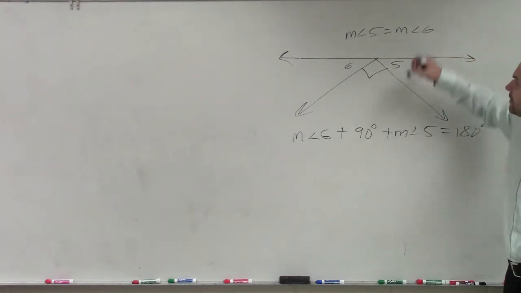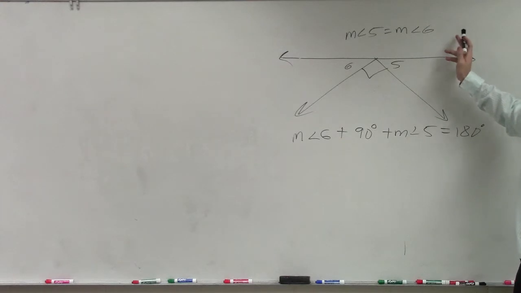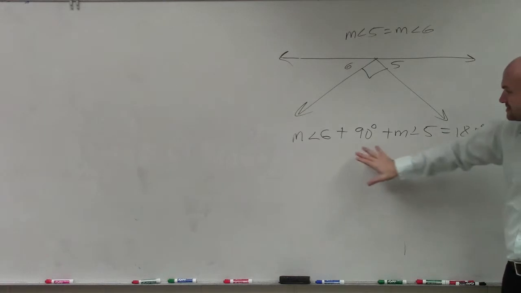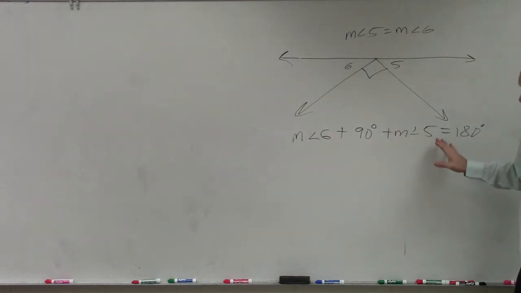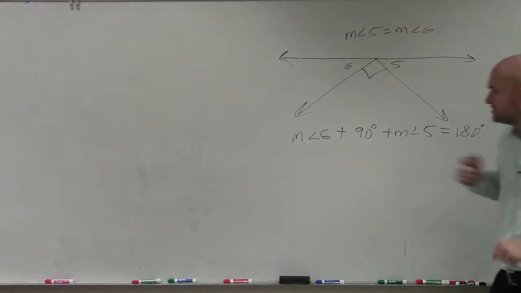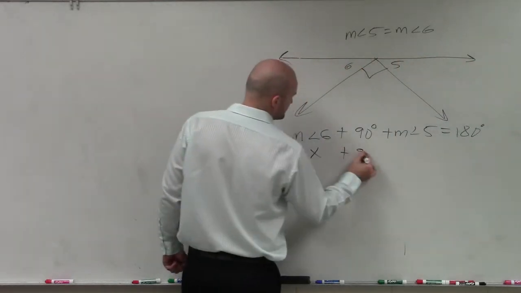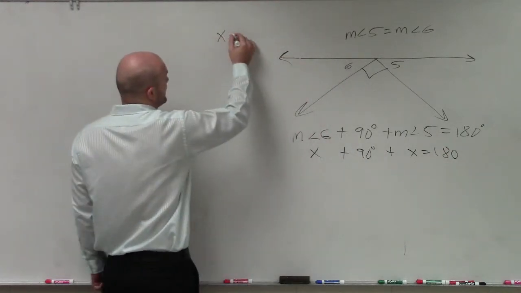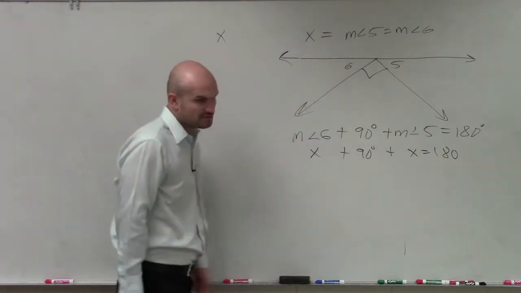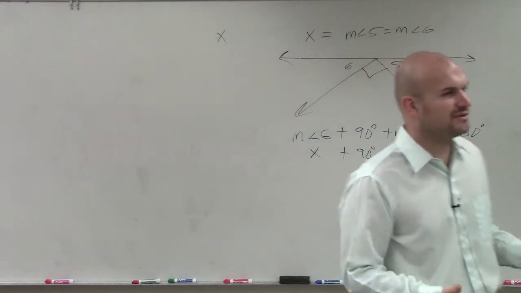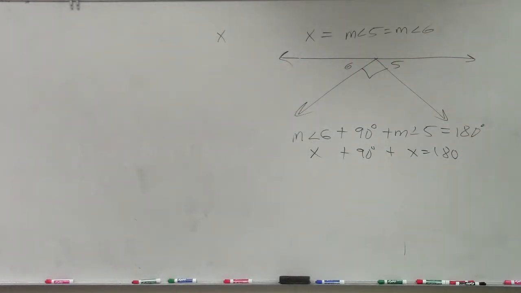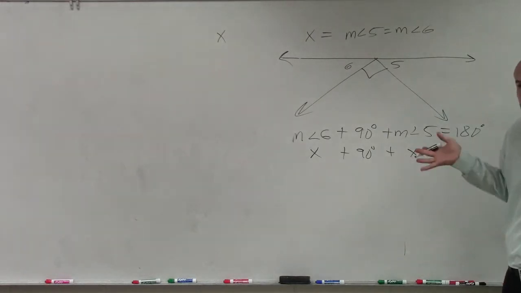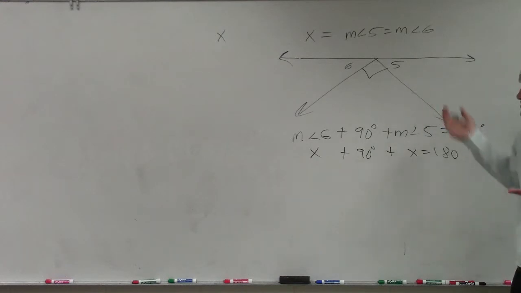Now we know that the measure of angle 5 is equal to the measure of angle 6. So they're the same, right? To solve the rest of this, rather than using the measure of angle 5 and the measure of angle 6, which I think can sometimes be confusing, I'm going to replace them with a variable. I'm just going to say x equals those two, because I like solving with variables. Since they're equal to each other, I can use the same variable, x. I don't have to use x and y, because these two angles are equal.